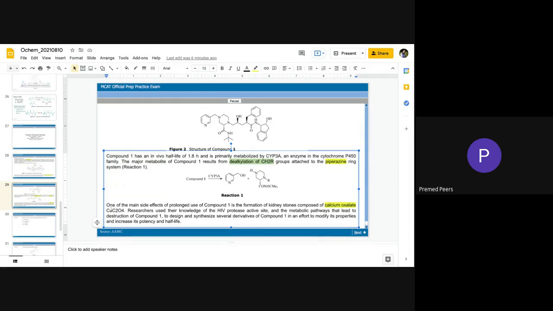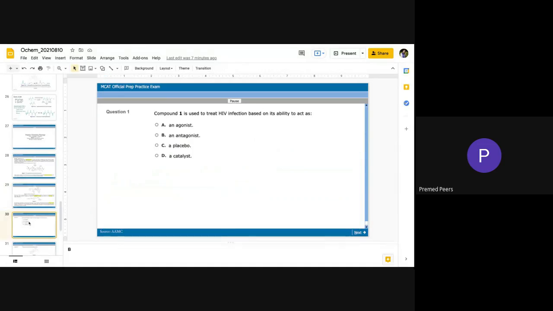And then the next paragraph says that one of the main side effects is kidney stones. What's the kidney stone? Kidney stone is calcium oxalate. And then I also highlight that and say noted. And then the researchers, blah blah blah. So they basically wanted to improve it so that they can use it better. And then I'm like, cool.